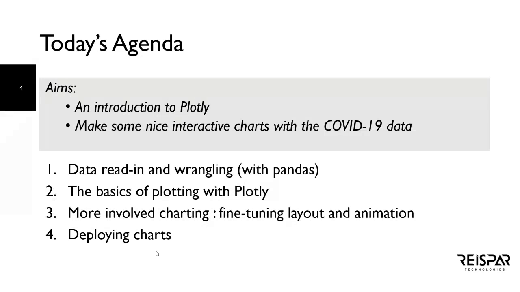We're going to start off by doing a little bit of data reading. I'm not going to go in depth into the data itself, but I will talk a little bit about it. So this isn't a class in epidemiology. And then I'm going to do a little bit of data wrangling with pandas to get the data in the right form that we need it to plot. And then I'm going to go through some basics, just making some very, very basic charts with Plotly, before going on to show you some slightly different things you can do, a little bit more fine tuning and some more complicated charts.